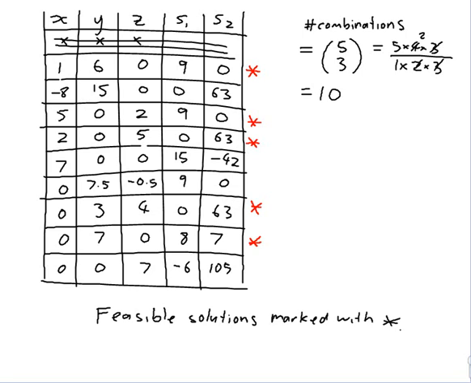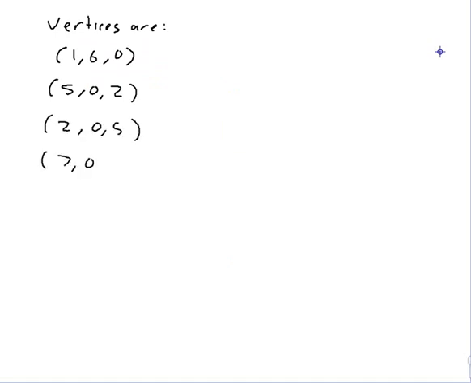So 5 feasible solutions. We just need to sub all the different values of x, y, and z from those solutions into my f. So what I'll do is I'll transfer all of those onto the next page as vertices. So we just need the first 3 to make a vertex, because remember we added s1 and s2, so it's these 3 that we're interested in. So the vertices are 1, 6, 0, 5, 0, 2, 2, 0, 5, 7, 0, 0, 3, 4, 0, and 0, 7, 0.